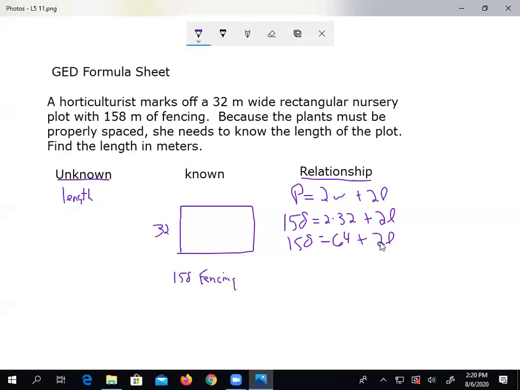Now, to solve for L, remember the 2 is the coefficient. The 64 is the piece that's being added. So I need to make a 0 pair there. So I add a negative 64 here, as long as I add a negative 64 to the other side of the equation. So this is going to be different signs. It's going to be subtraction, and that's going to end up being a 96.